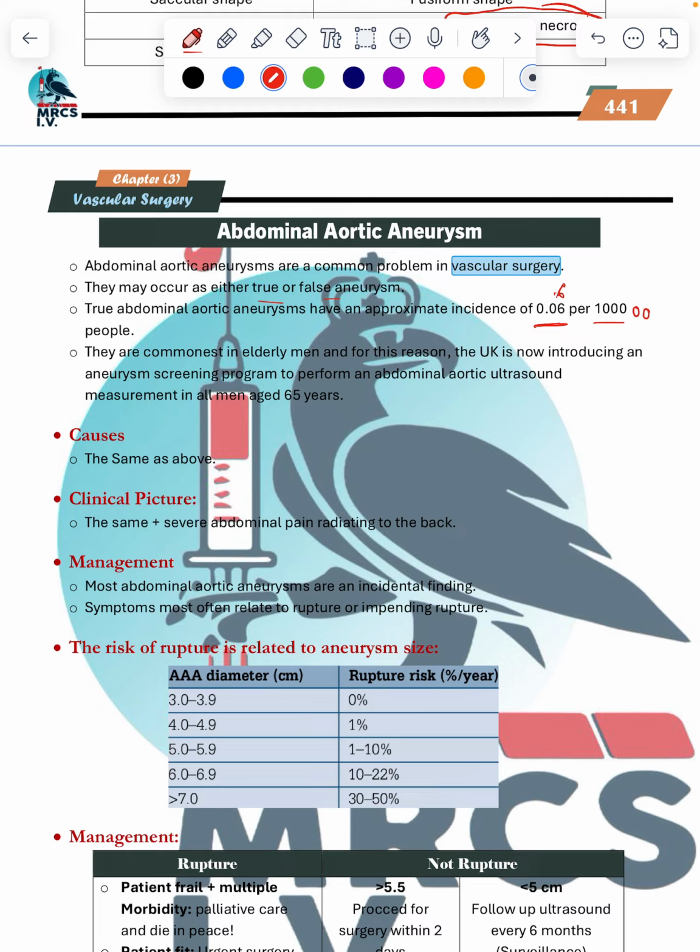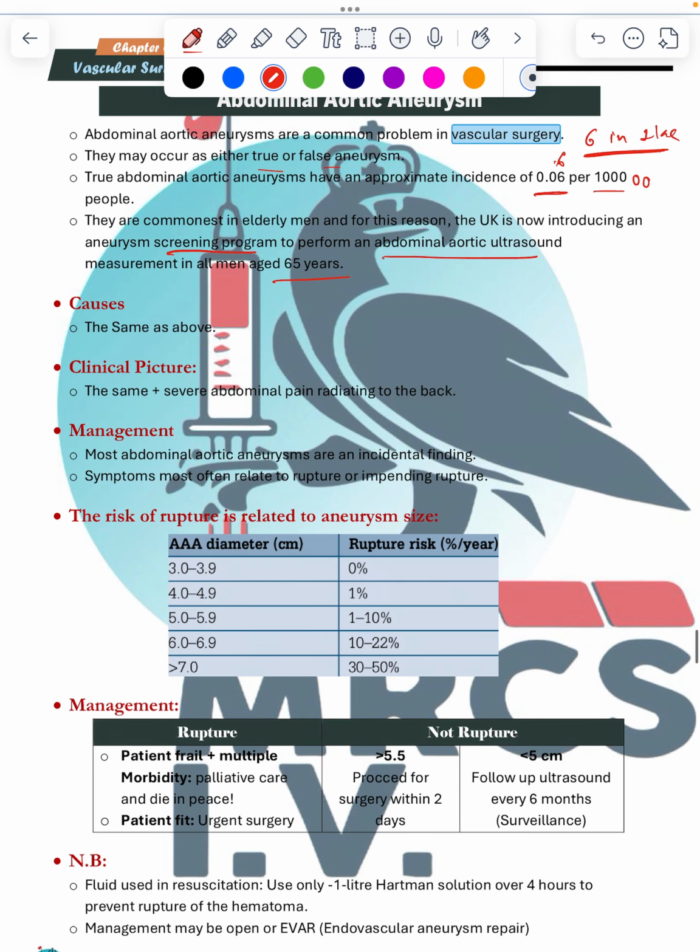These are commonest in elderly men. For this reason, the UK is now introducing a screening program. So 6 in 1 lakh population, this number is very high. So they are doing a screening program for abdominal aortic aneurysm, measuring men above 65 years. Clinical picture same, plus severe abdominal pain related to back.